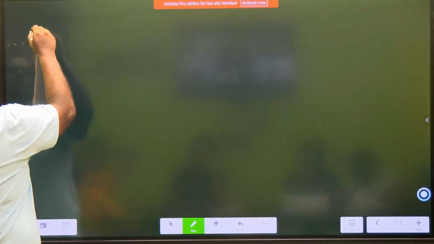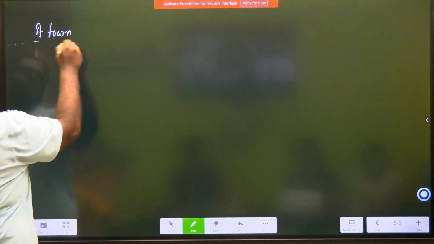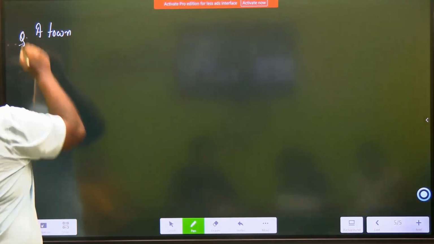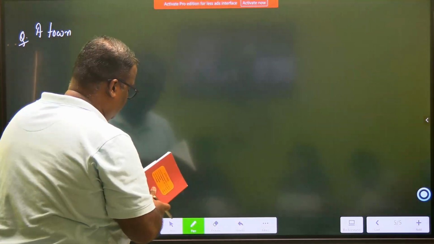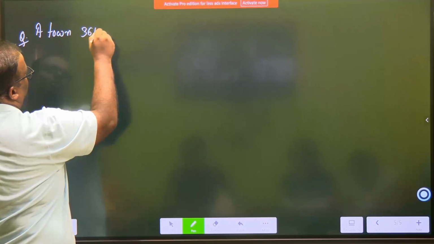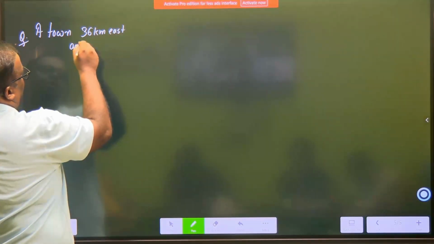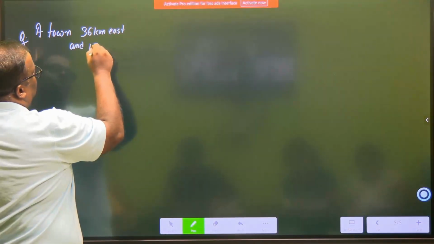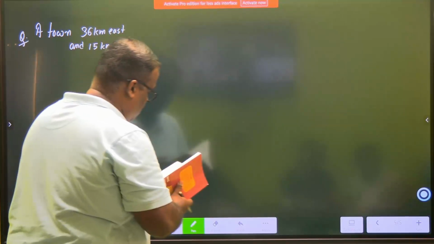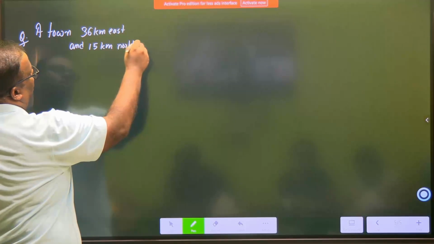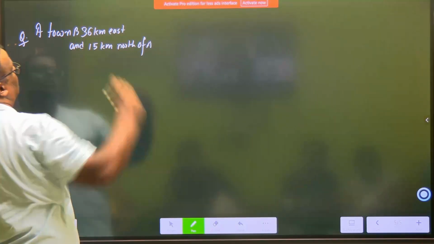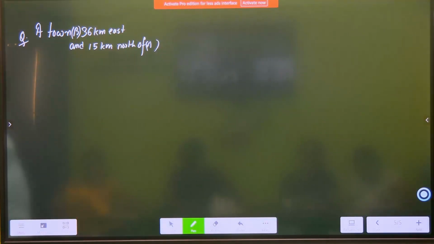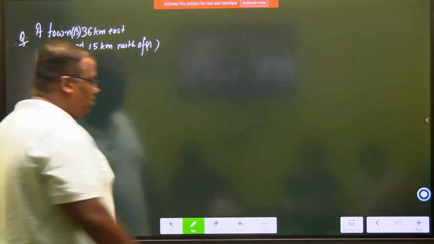So the question is about a town. There is a town, town A. A town B is located 36 kilometers east and 15 kilometers north of A. So in such types of problems, we have to make our own arbitrary Cartesian coordinate system.